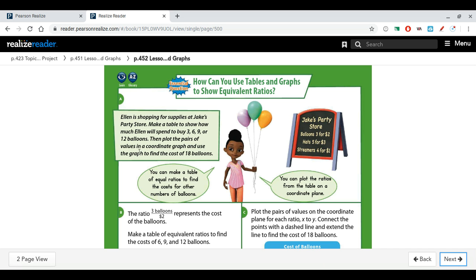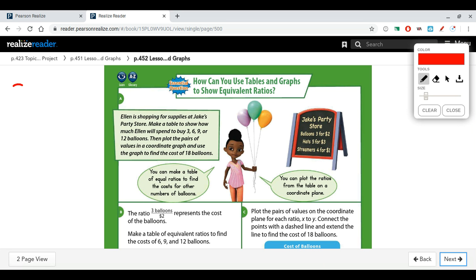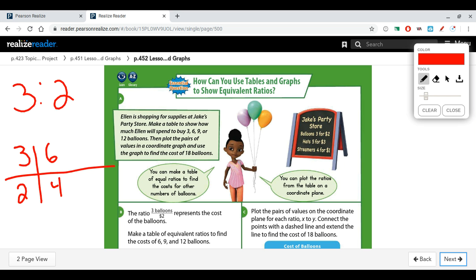So she is looking at just balloons. So the balloons right now are a ratio of 3 to 2. And so our ratio is going to be 3 to 2 for balloons. And we need to make a table. So I have my table of 3 balloons cost $2. 6 balloons is going to cost $4.